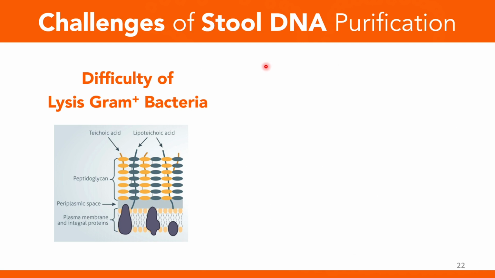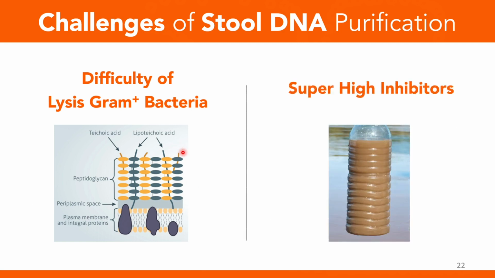The first one is we want to see the whole population. So no matter gram-positive or gram-negative bacterium, we need to lyse it. And we know it's very easy to lyse gram-negative bacteria, but it's very difficult to lyse gram-positive bacteria because there are so many layers of peptidoglycan. So we need to overcome the first challenge.